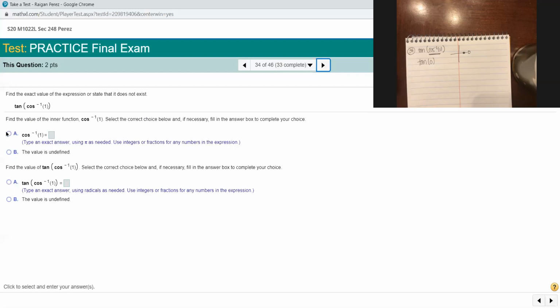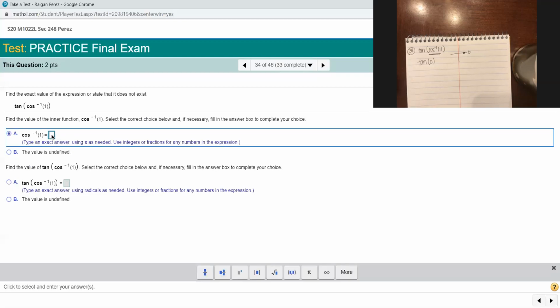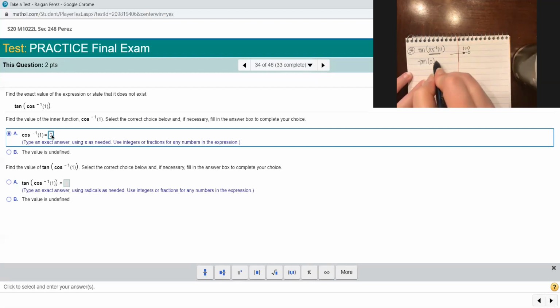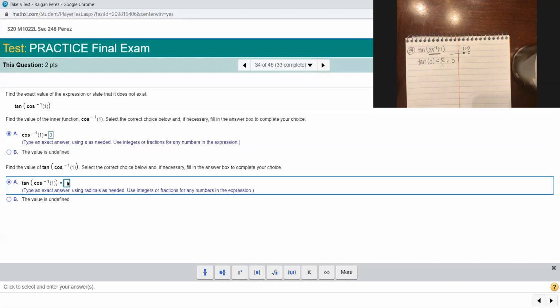Okay, wait, let me plug this in. So this is equal to 0. So this is the point 1, 0, right? And tangent is supposed to be the y over the x. So 0 divided by 1 is also 0. So right here, it's 0.